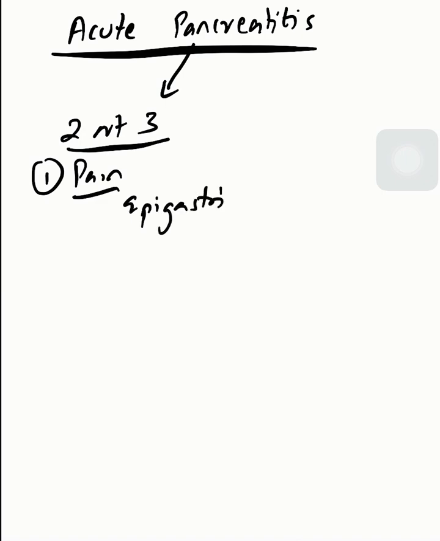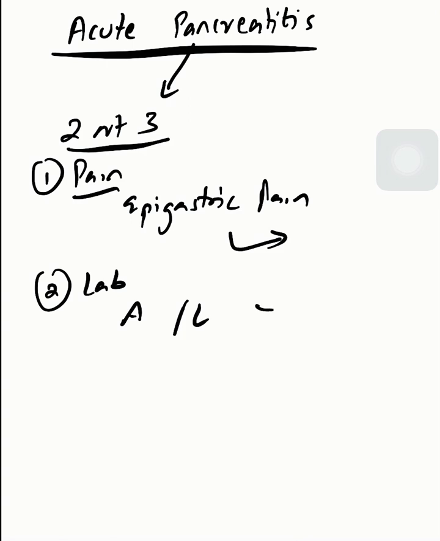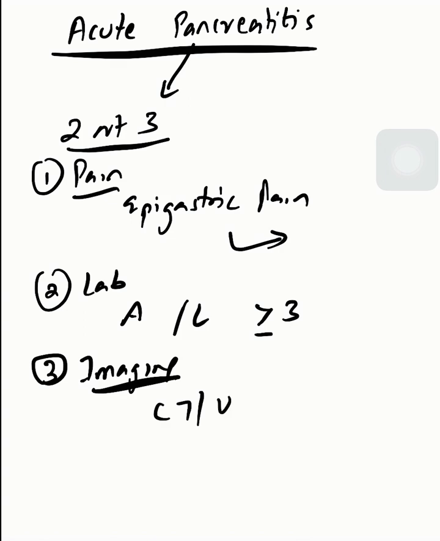which is radiating epigastric pain, radiating to the back. Second is a lab value, amylase or lipase more than three times the upper limit. And third is the imaging finding from CT or ultrasound which is consistent with pancreatitis. If two out of these three criteria are met, then we say that's acute pancreatitis.